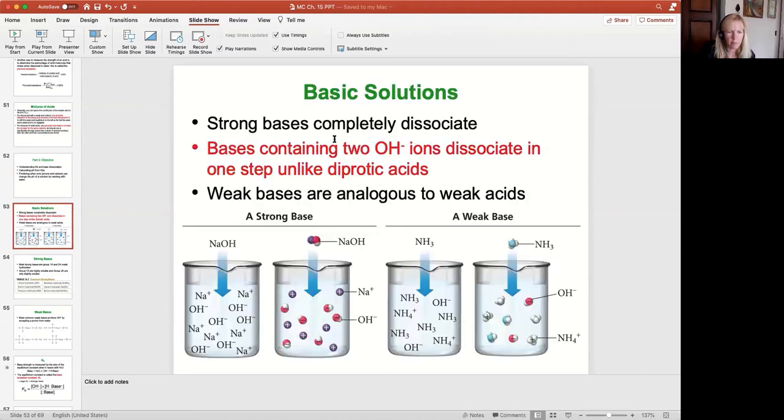And if we look at a base solution, remember our Arrhenius definition of a base was a substance that produces hydroxide ions in water. Our Bronsted-Lowry definition was that a base is something that is able to accept a proton from an acid. And so weak bases are going to be analogous to weak acids in that they only partially dissociate. And because they only partially dissociate, we're forming an equilibrium scenario.